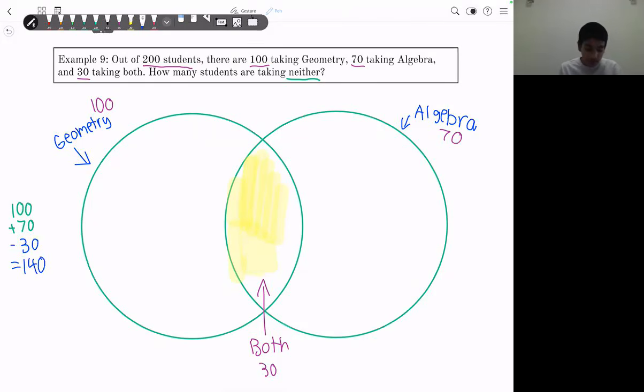But now we want to find the students taking neither geometry nor algebra. So we subtract this from the total. There are 200 total students, minus 140 students taking geometry or algebra. This gives us 60 students taking neither algebra nor geometry. So 60 is the answer to this problem. Make sure you understand how you get this answer. We found the total number of students in geometry and algebra, subtracted the overlap, and then subtracted that from the total.